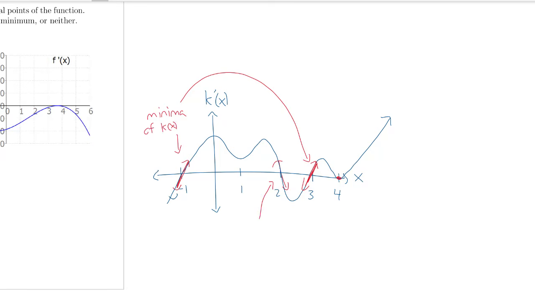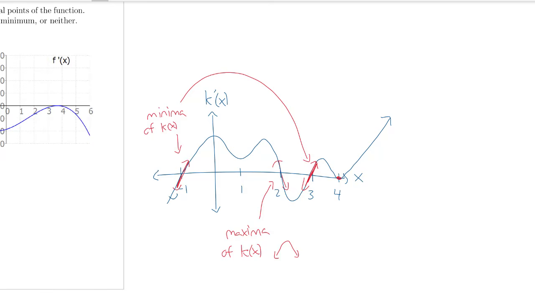Similarly, you can probably guess what this one's going to be. The derivative changed from positive sign to negative sign as it cut through at x equals -2. So this would be a maxima of k of x because the function k was increasing and then decreasing. So think about what's happening. If you're increasing then decreasing, you're tracing out a downward facing parabola in that area.